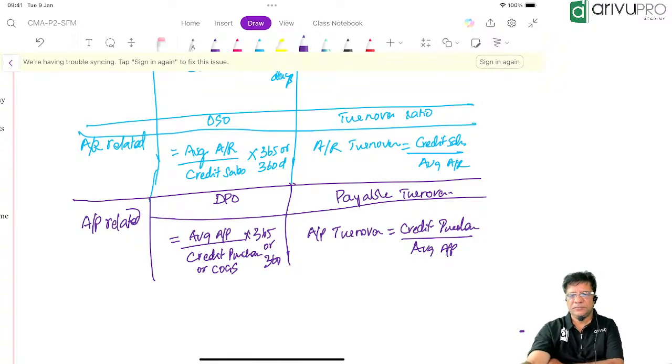Now, first write down, I'll explain. No separate questions will be asked on DPO, but only the concept as far as the cash cycle is concerned. Okay, wrote down.